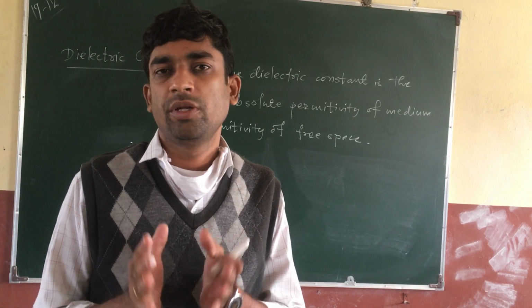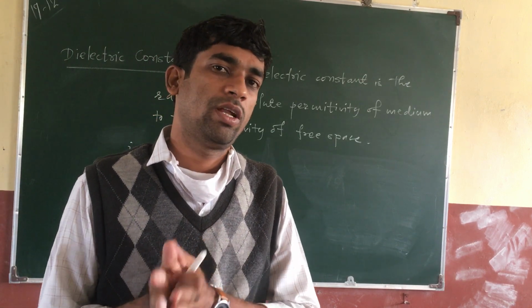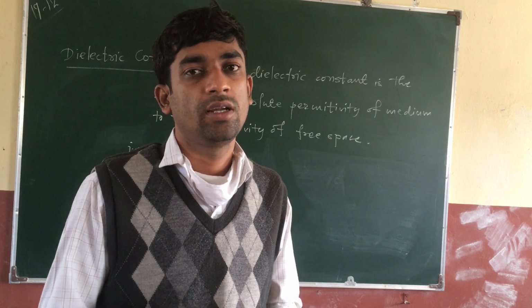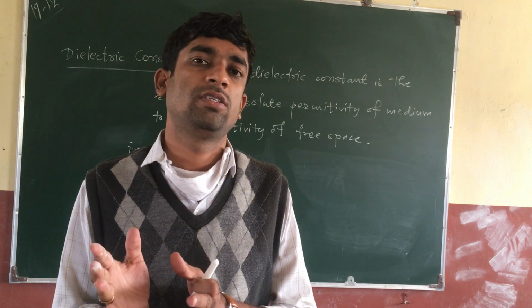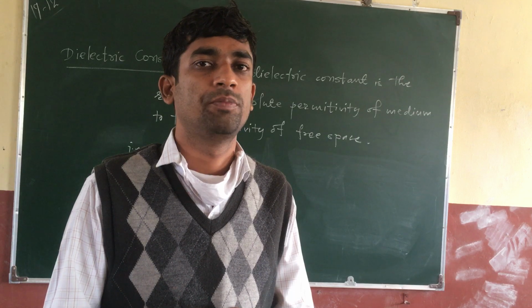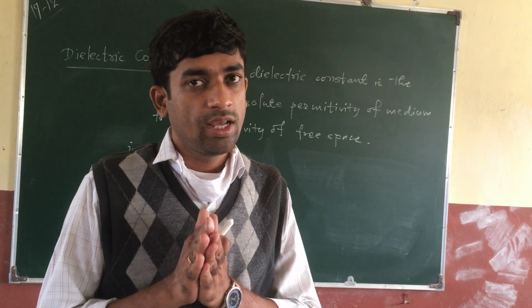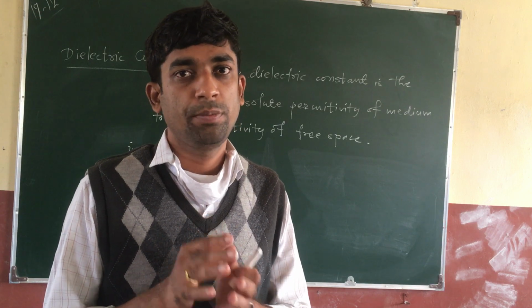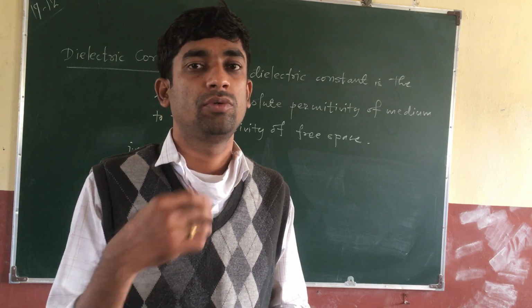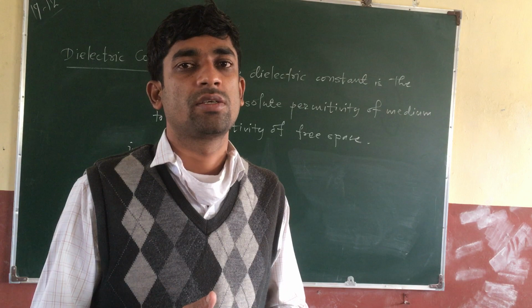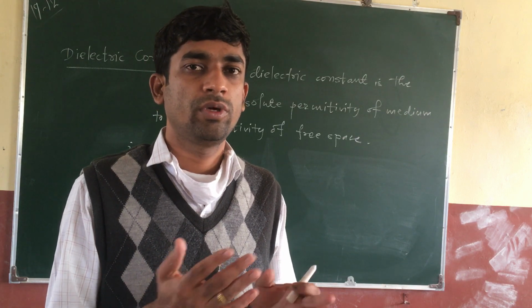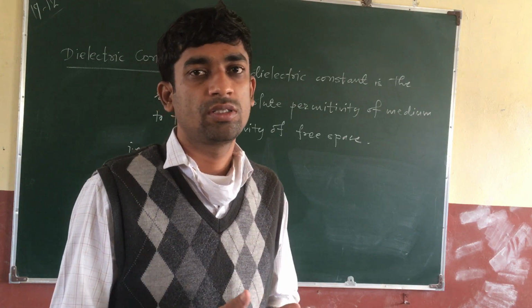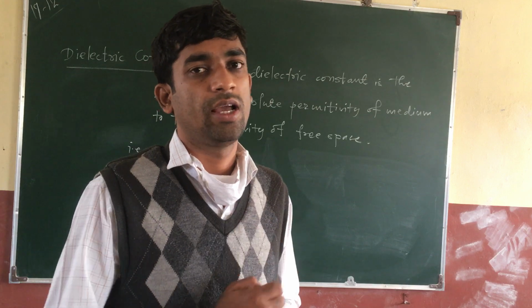In the previous lecture we have learned about polarization in dielectric material, and how polarization takes place in dielectric material. In that case, the important quantity is the net polarization vector, the P vector, that we have to use in the next classes in Maxwell's equation. So before going to that portion, we have to learn what is dielectric constant.